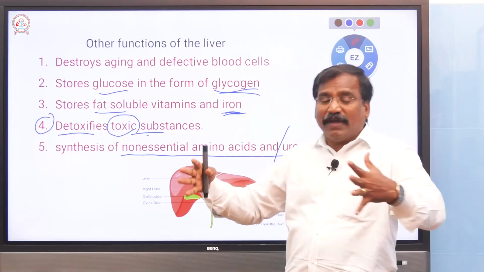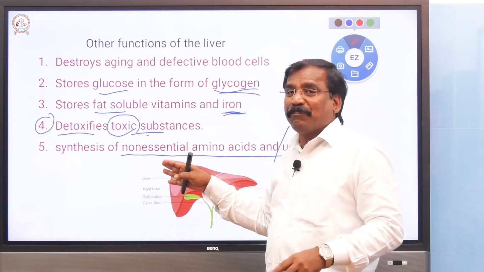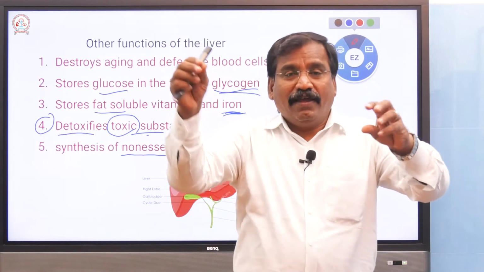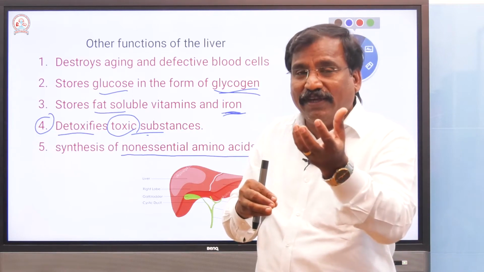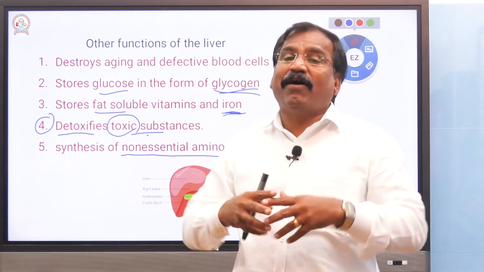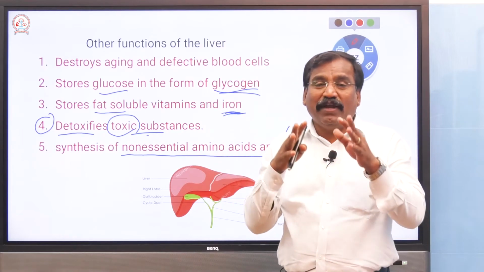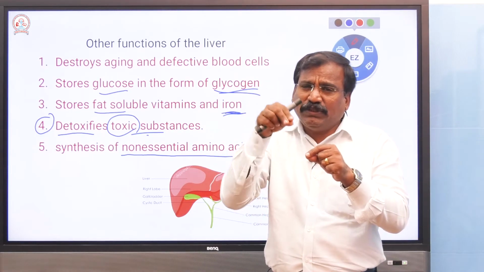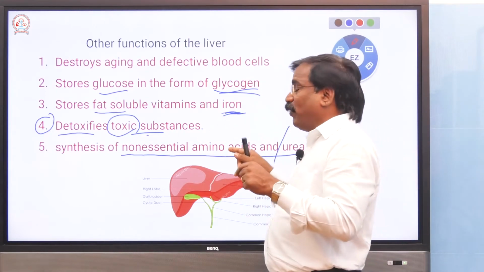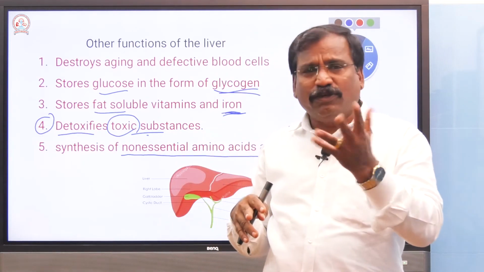So there are two types of amino acids, essential and non-essential. Essential amino acids are those you have to consume along with the food. The body cannot synthesize them, so it is essential to consume them. But non-essential amino acids are those you need not consume along with the food.